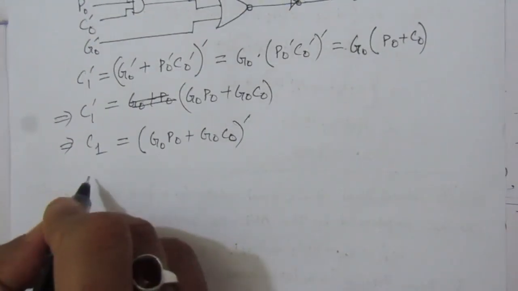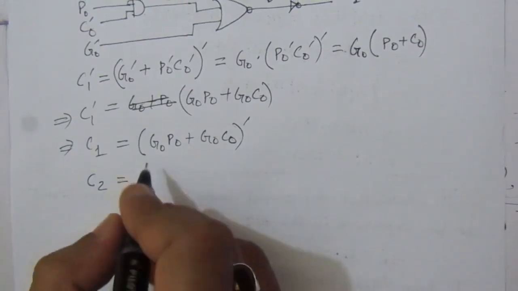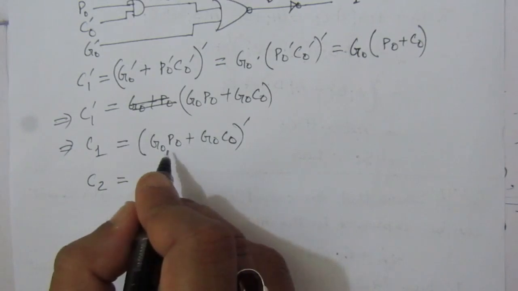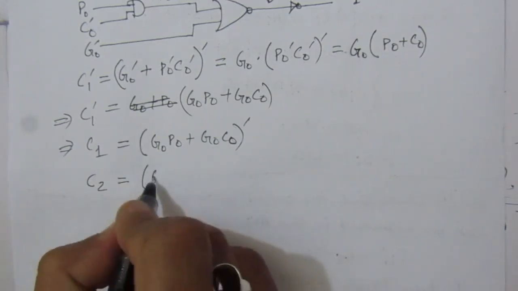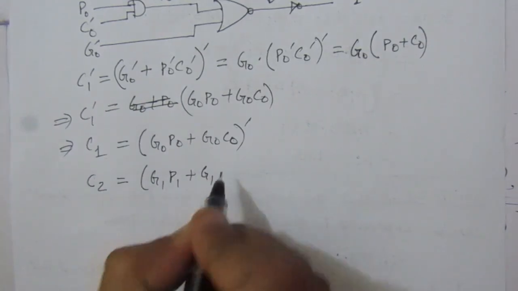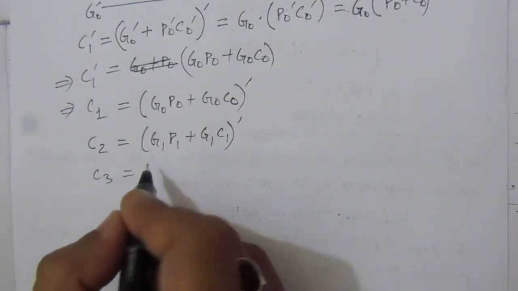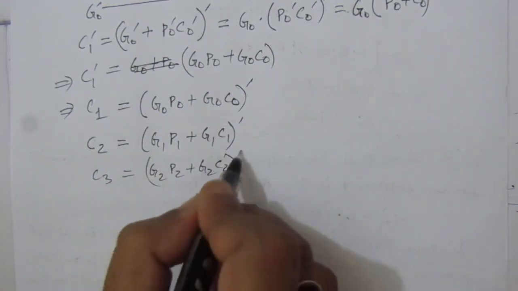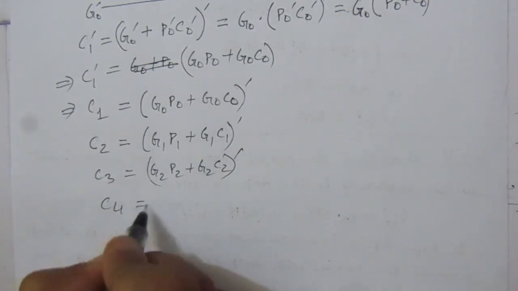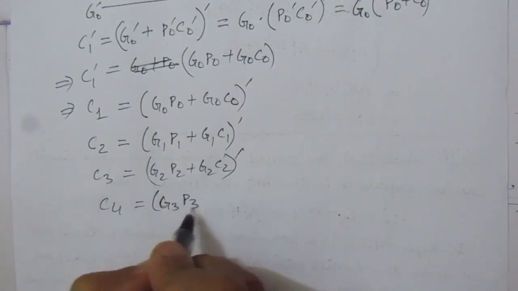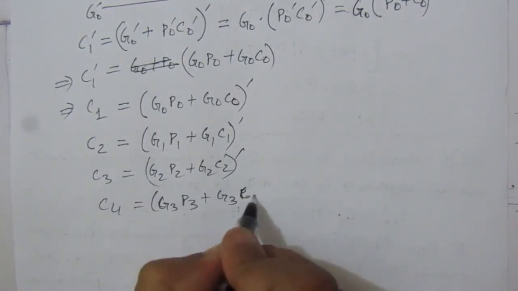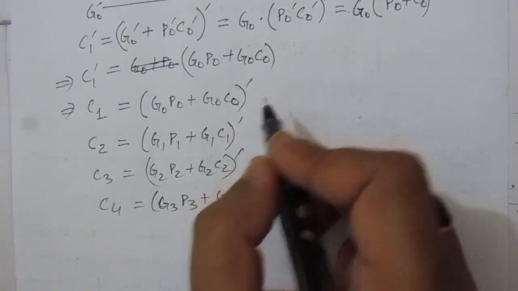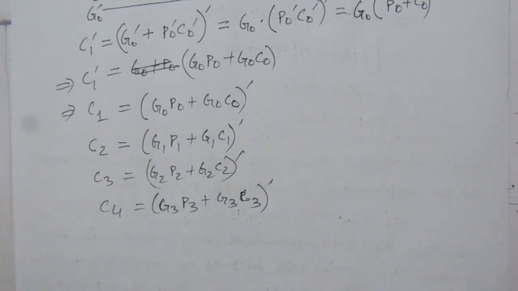Okay, similarly, if we find out C2, what we'll have? C2 will use the previous value, C1. So we'll have G1 P1 plus G1 C1 whole complement. Similarly, if we find out C3, we'll have G2 P2 plus G2 C2 whole complement. And C4 is equal to G3 P3 plus G3 C3, whole complement. So these are the expressions for C1, C2, C3, and C4. So this is the solution for problem number 4.17 from chapter number 4.